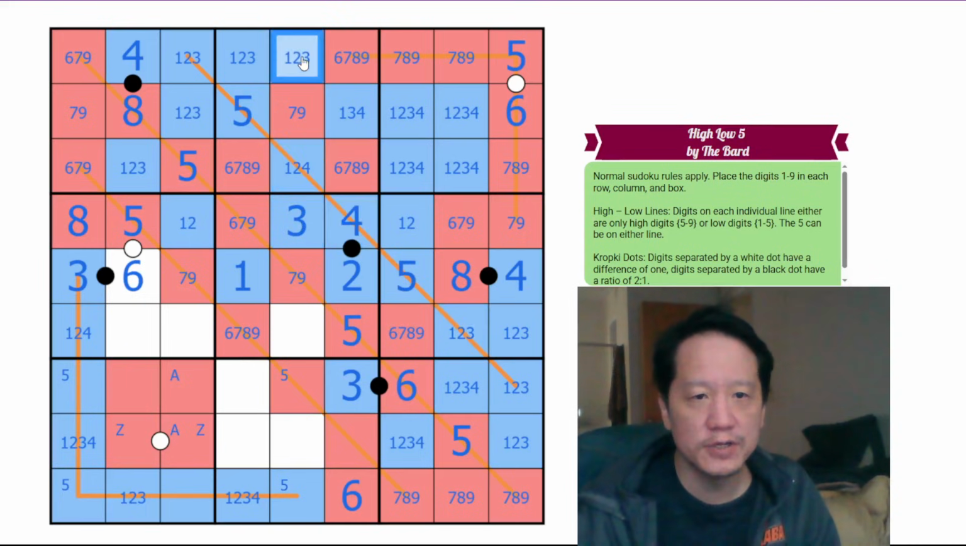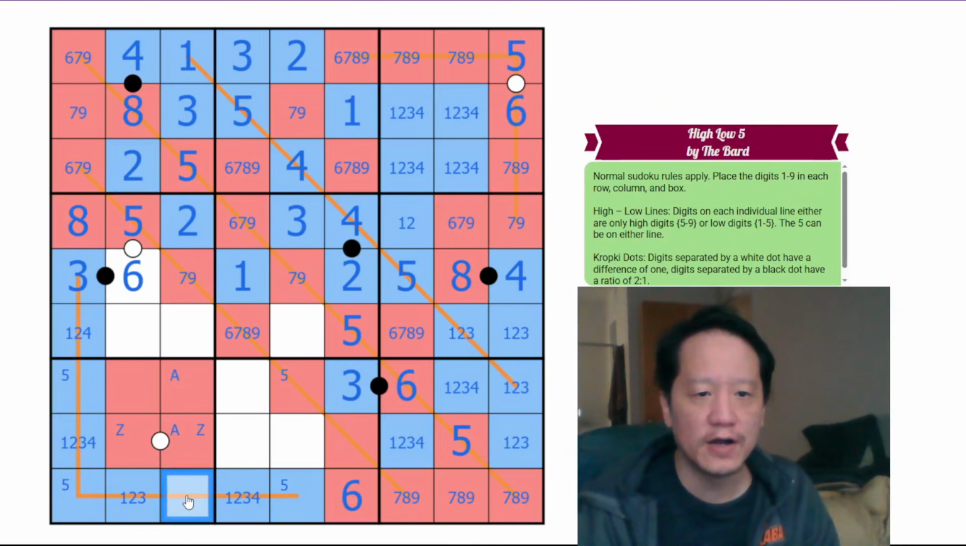3 eliminates 3 here, 3 here. 4 eliminates 4 here. 3 and 4 eliminate 3 and 4 here, so that's 1, which makes this 2, which makes that 3, and makes that 4. This 2, 3 eliminates 2, 3 here, so that's 1, which eliminates 1 in the box. 1 eliminates 1 in the column, so this is 2. 2 eliminates 2 here, so it's 3 and 2.